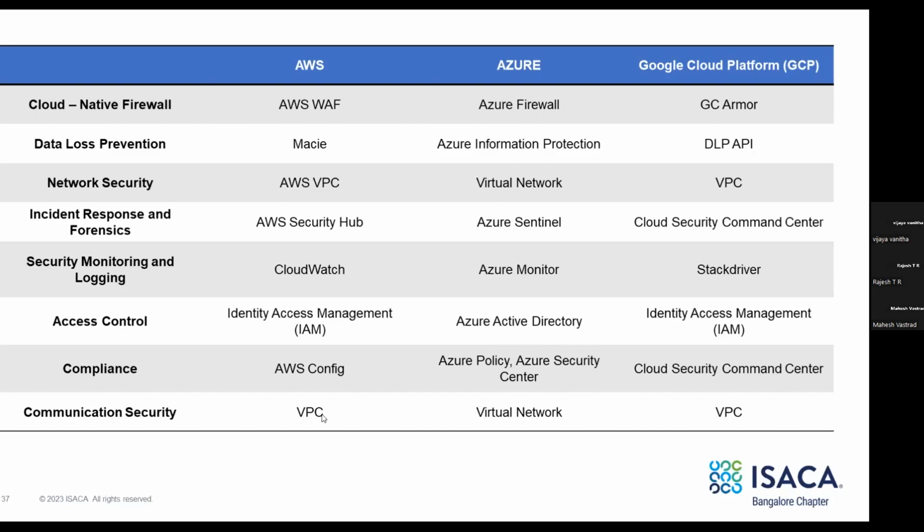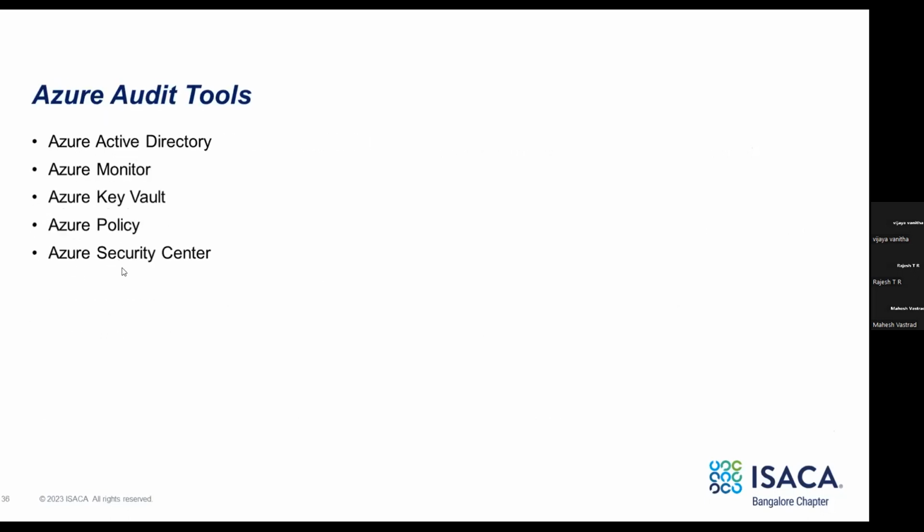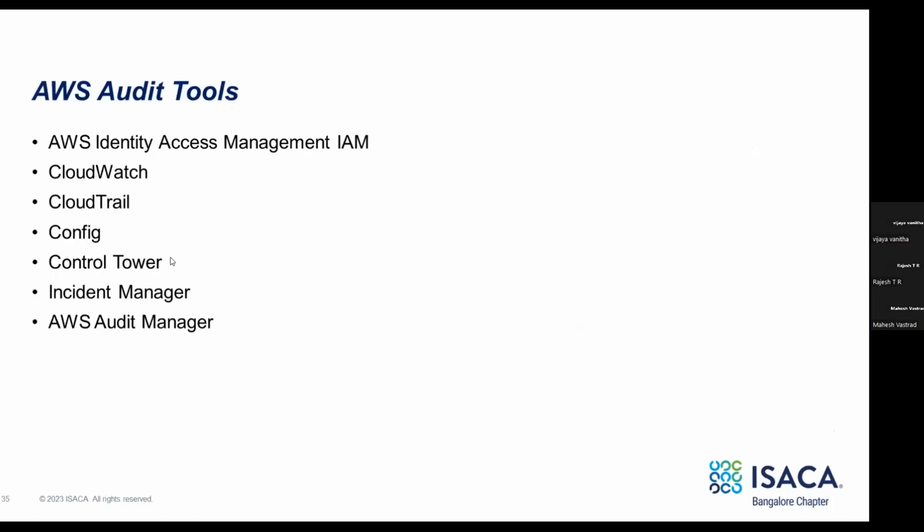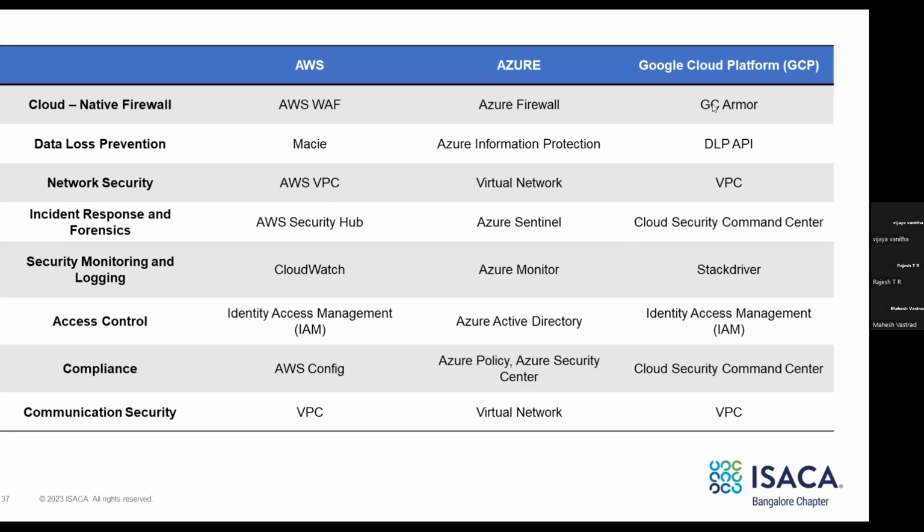And communication security: VPC, virtual network, and virtual private cloud, like compute, you will get in the VPC. So these are the major domains which you can cover, and these are the tools we are going to use while auditing Azure and AWS. In Google Cloud, we may use Armor, DLP API, data loss prevention APIs, Cloud Security Command Center, and Stackdriver. All these tools we are going to use when it comes to cloud platform auditing of Google.